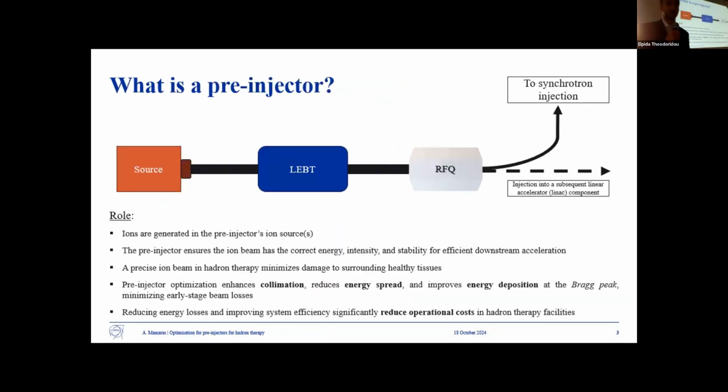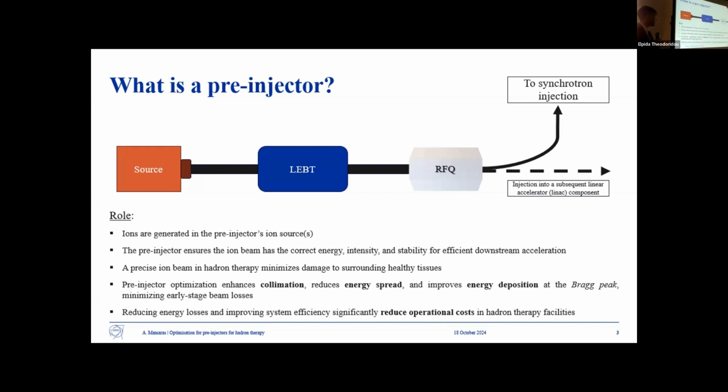All right, so what is a pre-injector? In accelerator physics, we consider a pre-injector from the ion source up to the RFQ part, including all the in-between components, such as the dedicated extraction system of the source, together with a low-energy beam transport line, to transport the beam from the extraction point up to the RFQ, together, of course, with the diagnostic systems. After the RFQ, we can inject the beam either to a synchrotron or to combine it with another subsequent accelerator component. So actually, the pre-injector is the birthplace of the ions. One or more ion sources generate the ion beam. And for that, the role of the pre-injector is to ensure that the beam has the correct energy, intensity, and stability for further downstream acceleration.